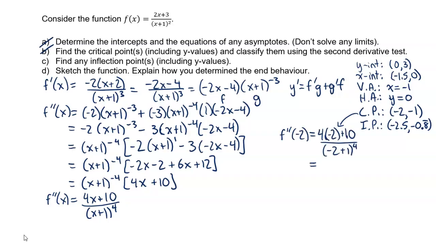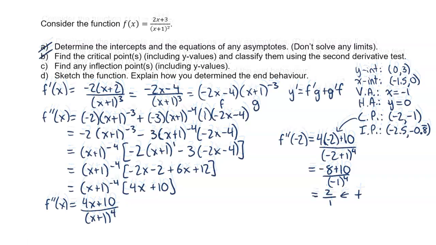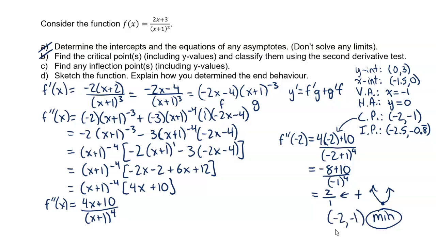Well, what that gives me is a value of positive 2. And just so you can see how I've worked that out, I get positive 2 on the top, and on the bottom I get negative 1 to the power of 4. So that gives me positive 2 over 1. Because that's positive, the second derivative test tells us that's concave up, which means that critical point, negative 2, negative 1, is going to be a minimum.